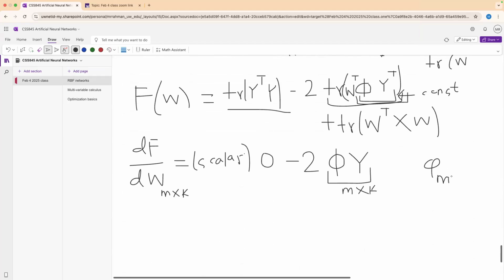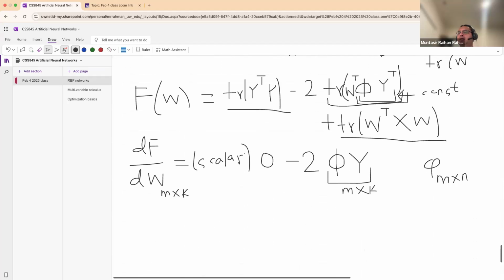Do we not do anything with the trace of W transpose X W? This one? Yeah, does that not factor in? Yeah, we're getting to that. So first we are doing this, and we're getting to that. We're now working with this term. So we're gonna get to that.